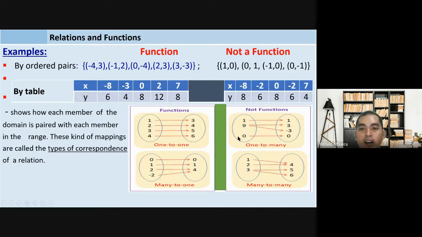One-to-many. The 9 repeated in the first component, and this is the set of the domain. So, it is not allowed. Then, many-to-many, some don't include many-to-many. When we say many-to-many, okay, something repeats in the first component and something repeats in the second component. That's many-to-many. These are examples of functions and not functions, and these are the different ways to represent a relation and functions.